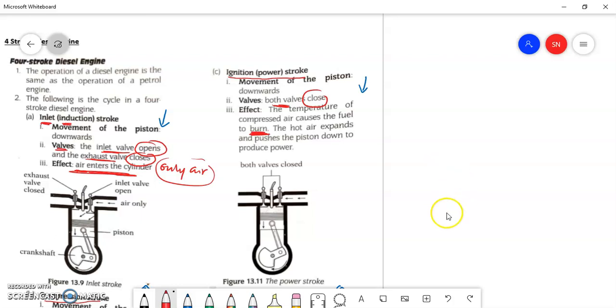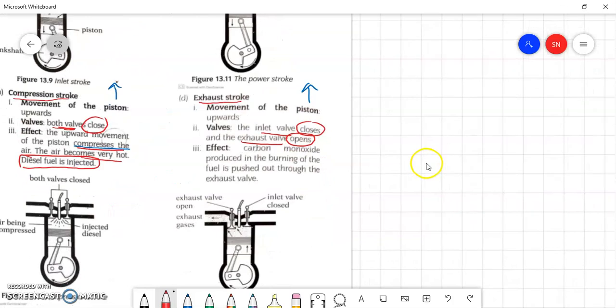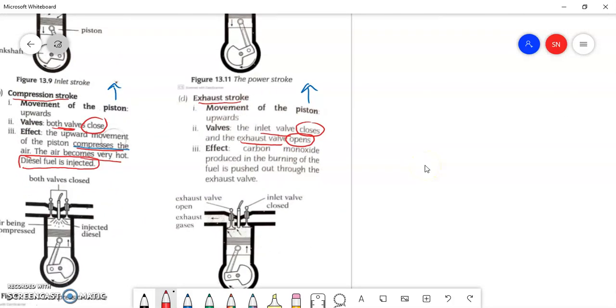And the last one, the exhaust stroke, is similar. Carbon monoxide and other gases produced during the burning are pushed out through the exhaust valve. So the basic difference is that the petrol engine has a spark plug, while the diesel engine has no spark plug, just a diesel injector. Other than that, everything else is very similar between the petrol engine and the diesel engine.